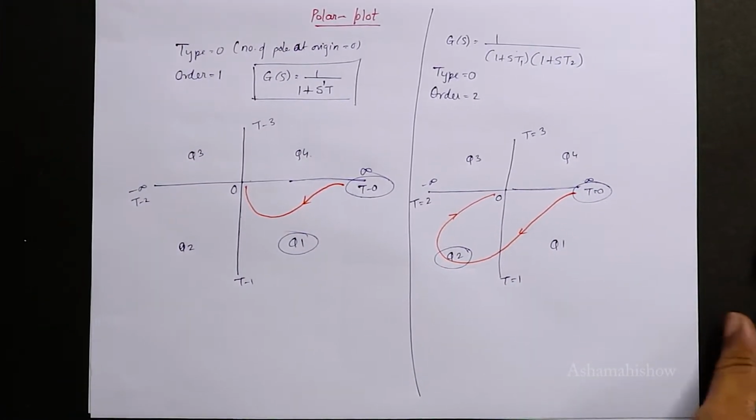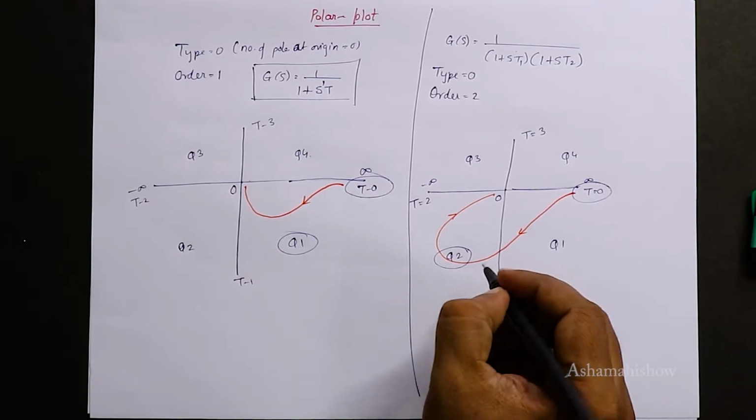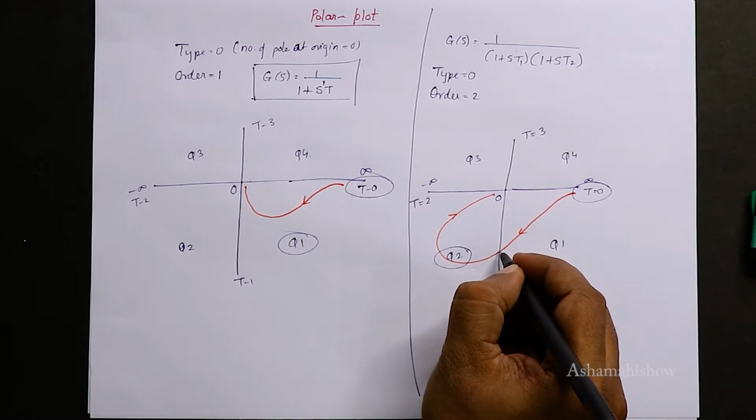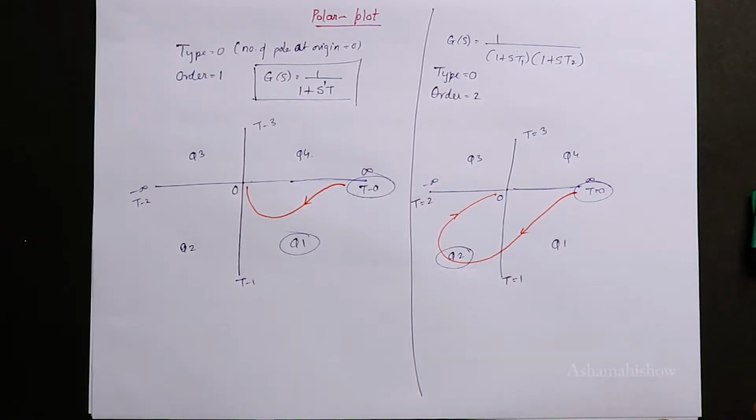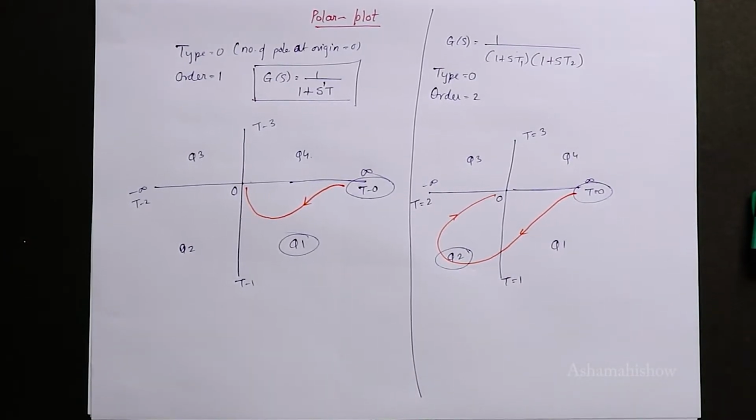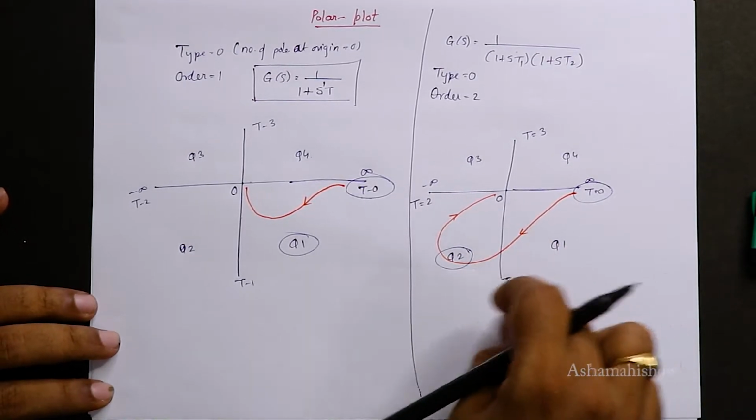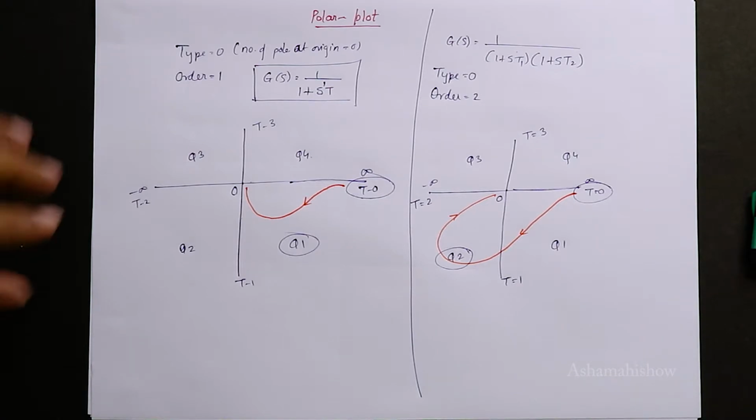See, this is how your graph will be. It's very simple. The only thing you need to check is to find the intersection point on the imaginary axis. That's it, only one thing. Type 0 and order 2. Of course, you also need to find the angles when you are doing the problem. So this is type 0, order 2. Now make it quick.